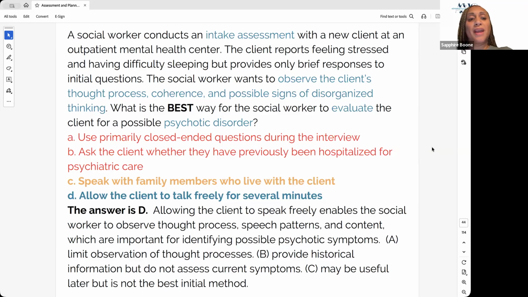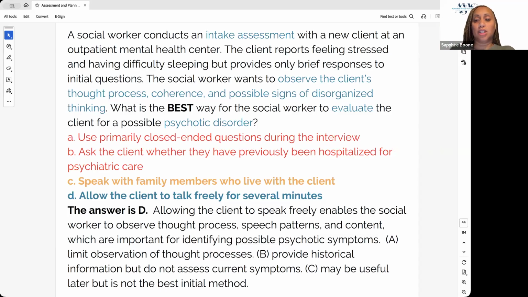Again, speaking with family members, anything outside. So B and C are both outside the client. Honestly, those two will probably be the first ones we would get rid of. And then between A and D, which one is going to give you the best way to evaluate if there's some type of skewed delusion, hallucination, right? When we say psychotic, that's what we mean.